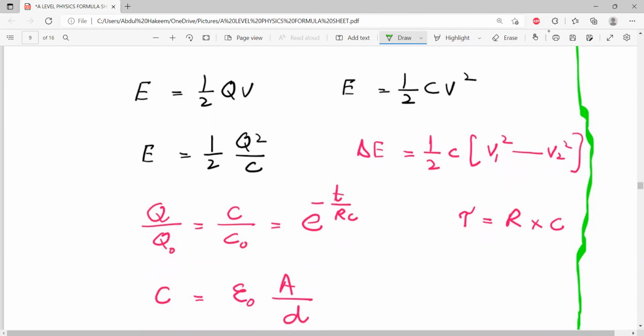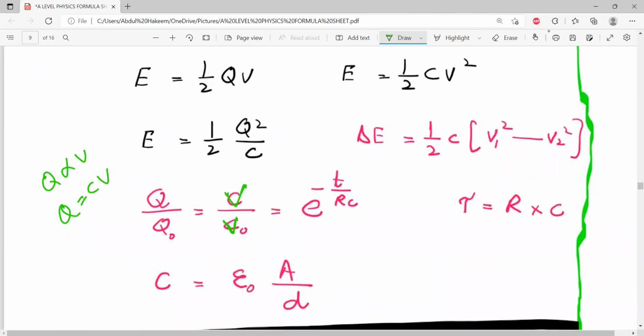And then the discharging of the capacitor is exponential. Its charge is decreasing. Its capacitance is the same. So here we can write Q over Q naught. This is not C over C naught. This is V over V naught. This correction, because Q is directly proportional to V. Q is equal to CV. Look at this. During discharging, the capacitance remains the same. So Q is directly proportional to V.